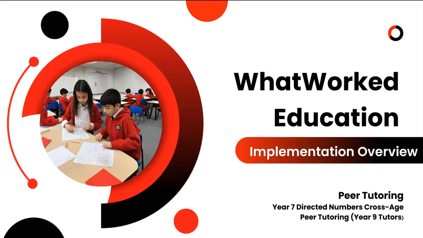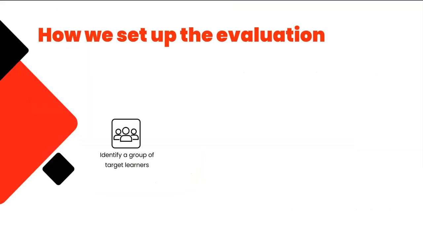Welcome to the implementation overview for the Year 7 directed number cross-age peer tutoring. How will this help you to set up the evaluation? The first thing we ask you to do is identify a group of target learners from your school.